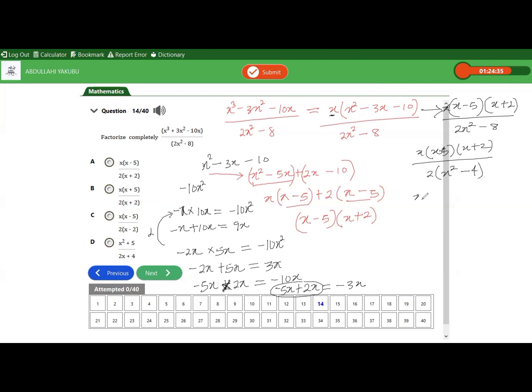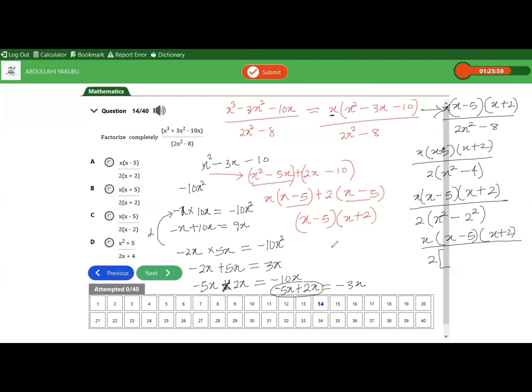So I'm going to have x into x minus 5 into x plus 2 all over 2 into x squared minus 2 squared. So now I'm having difference of two squares. So in that case, I have x into x minus 5 into x plus 2 all over 2. Remember what I told you about difference of two squares.